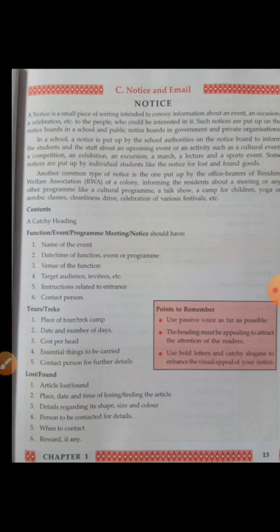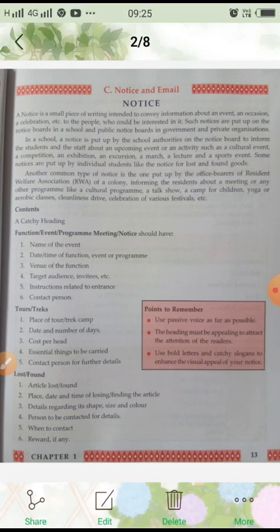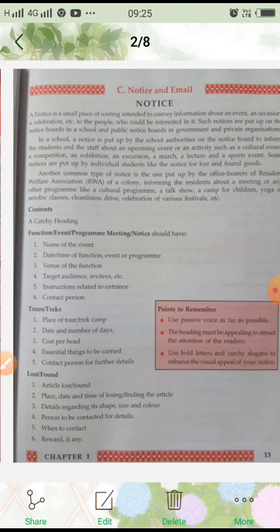Then the third paragraph: another common type of notice is the one put up by the office bearers of the Resident Welfare Association of a colony, informing the residents about a meeting or any other program, like a cultural program, a talk show, a camp for children, yoga or aerobic classes, cleanliness drive, celebration of various festivals, etc. Now, what is given in the third paragraph is that another common type of notice is the one put up by the office bearers of the Resident Welfare Association of a colony.